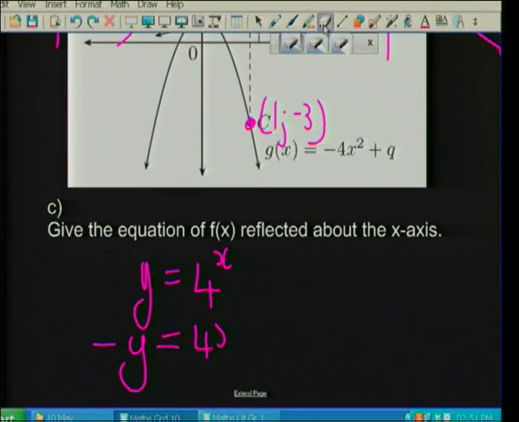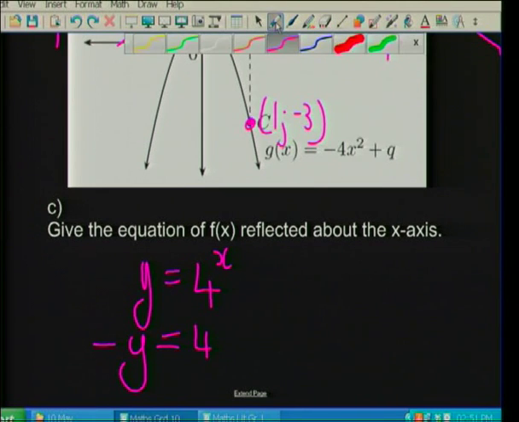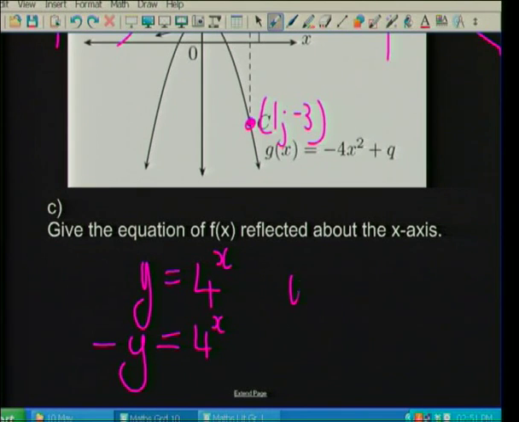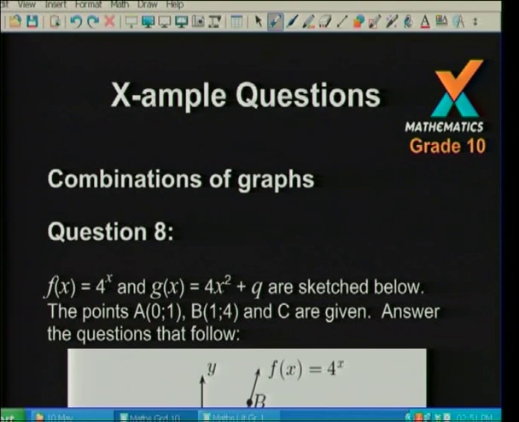Now, we don't like a negative on the y side. We like to have y on its own. So what I'm going to do is divide through by a minus and get y is equal to minus 4 to the power x. Right. Let's have a look at the next question.